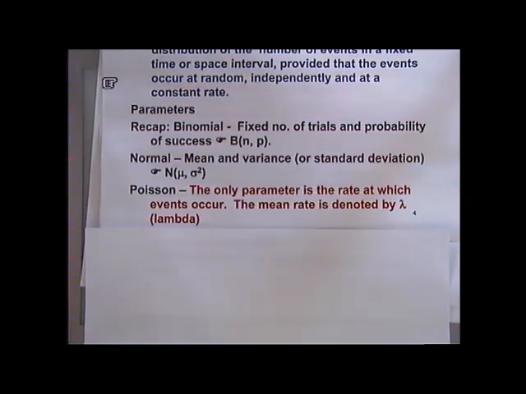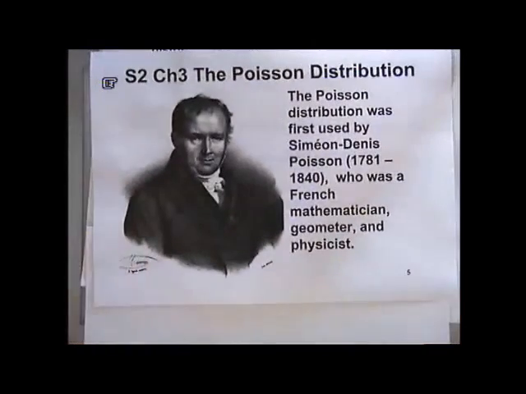Why is the Poisson distribution called the Poisson distribution? Named after a mathematician called Poisson? Yes, named after a mathematician called Poisson. Okay, there he is. So basically named after Mr. Poisson, who found it in the 1700 to 1800s, a French mathematician. Okay, that is why it is named the Poisson distribution.